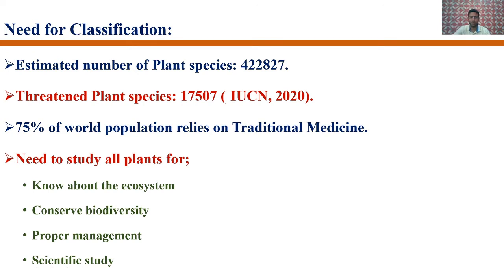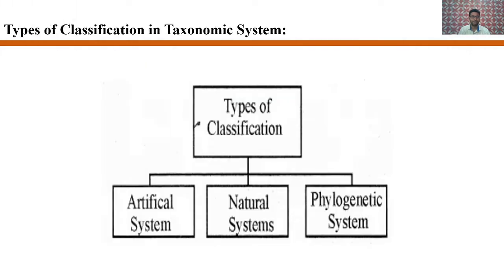Number one, to know about the ecosystem. Number two, the conservation of plant biodiversity. Number three, the proper management of these plants. And number four, scientific study of the plants.